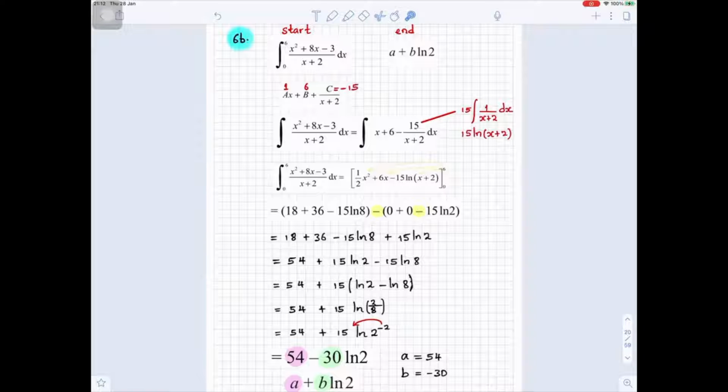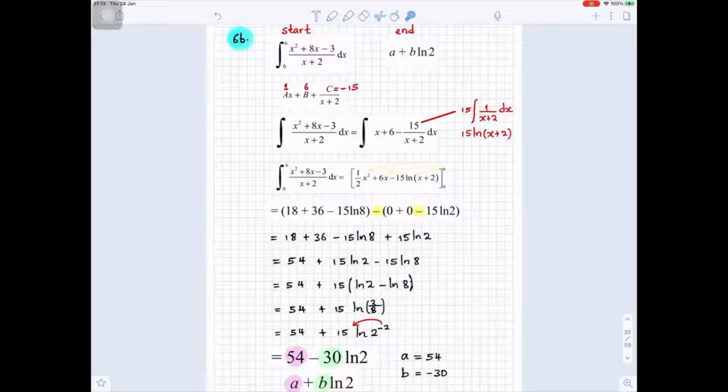Now there's the limit from 0 to 6. We substitute in 6. 6 will go in there first, and you go there, and you go there. And that gives you 18 plus 36 minus 15 ln 8. After that, 0 will go there, and 0 will go there, and 0 will go there. So you get 0 plus 0 minus 15 ln 2.